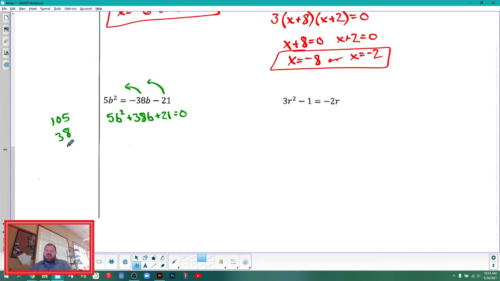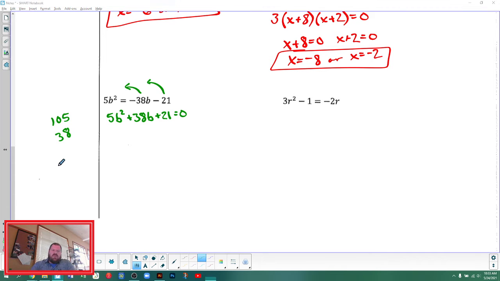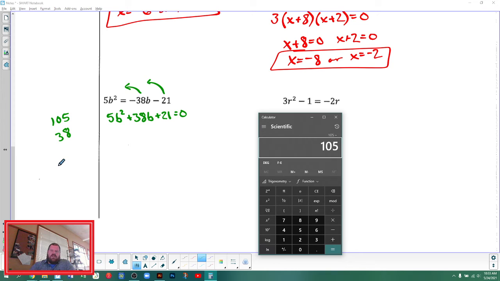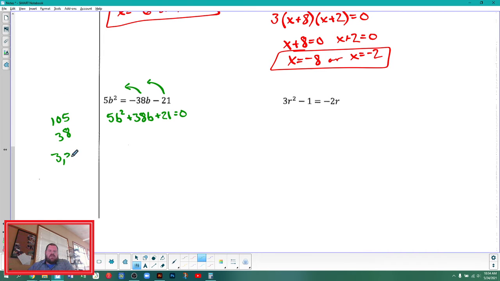I'm thinking 7. I think that works. Let me just check. 105 divided by 7 is 15. No, that's not the case. Okay, let's do it the hard way then. 105 divided by 3, that would be the one. 105 is 3 times 35, and 3 plus 35 is 38.